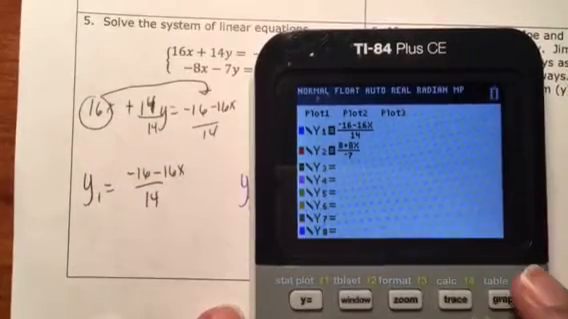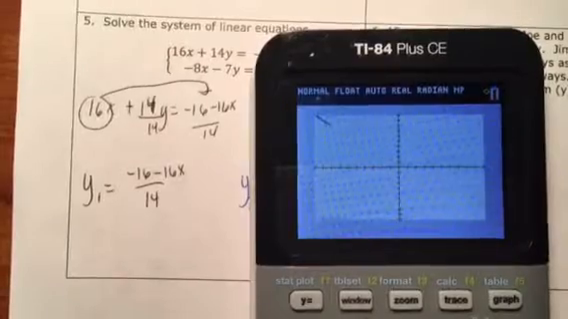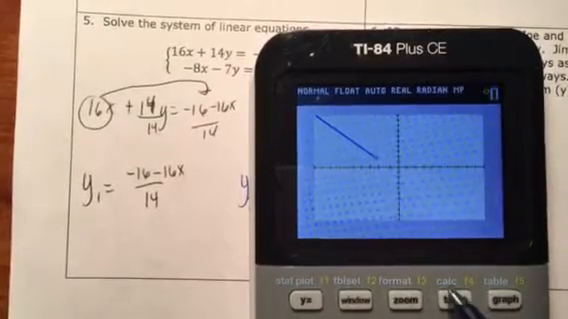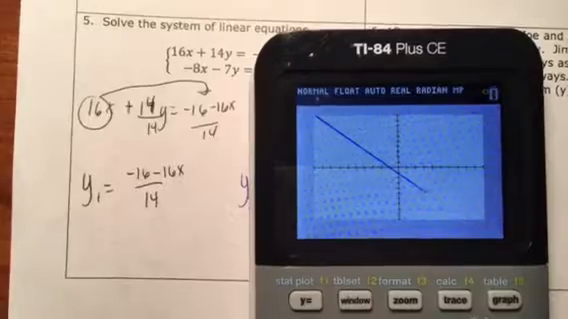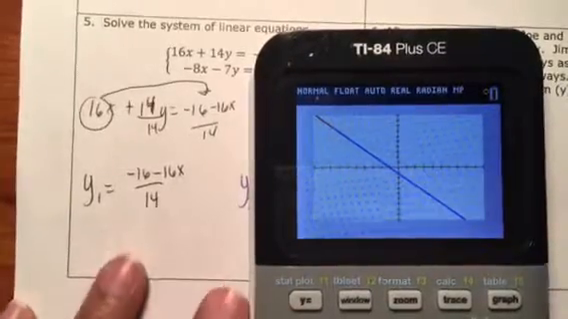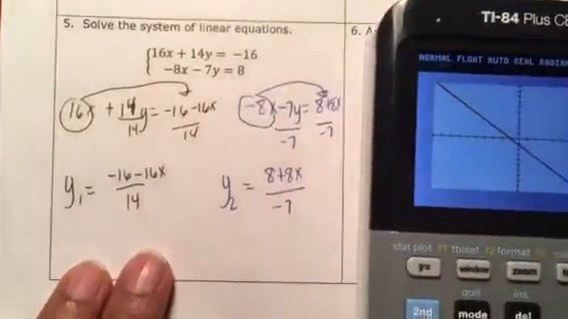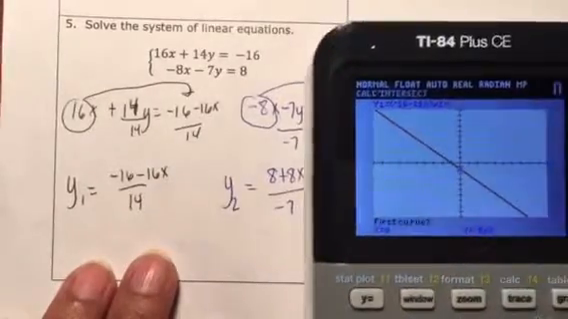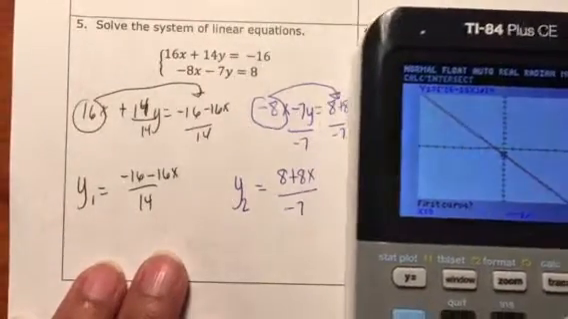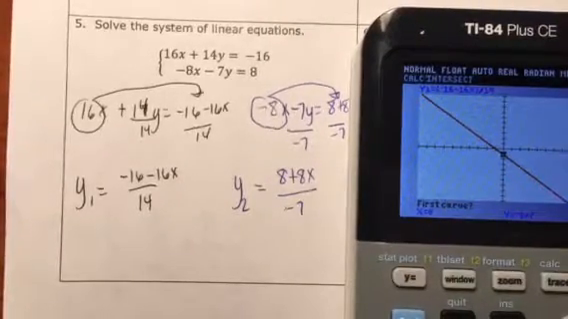Okay, so I'm going to graph, or I'm going to press second trace. I want to look for the intersection. I want to make sure that I see the intersection. Remember, if I don't see the intersection, I have to zoom out. So what did y'all notice when these were put in?